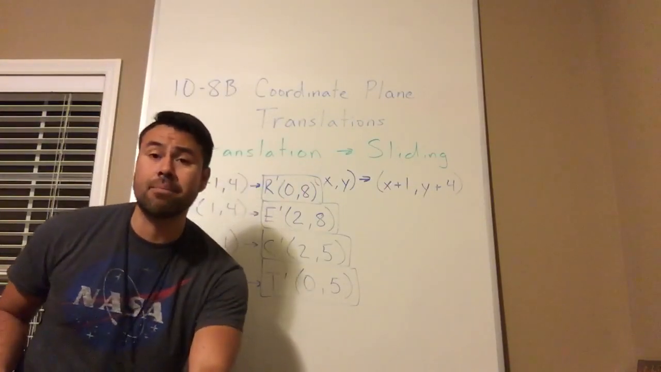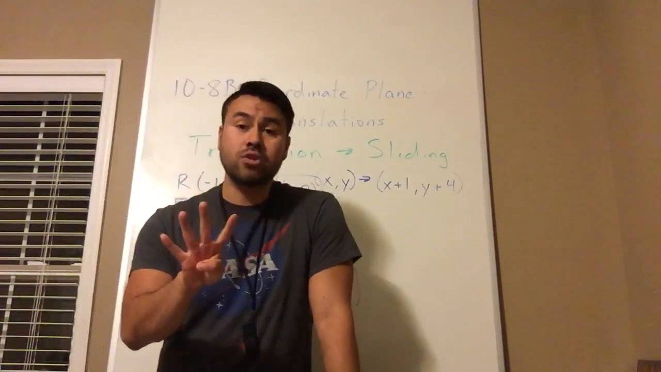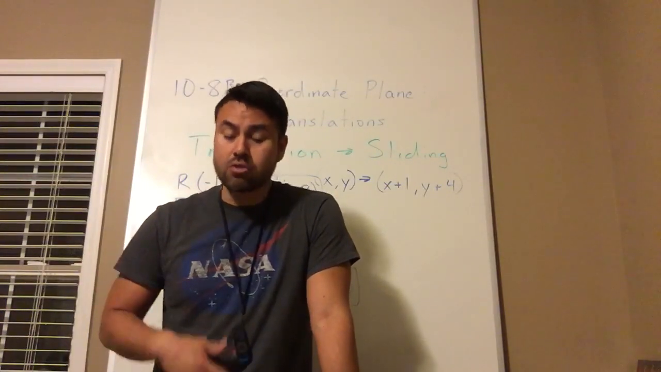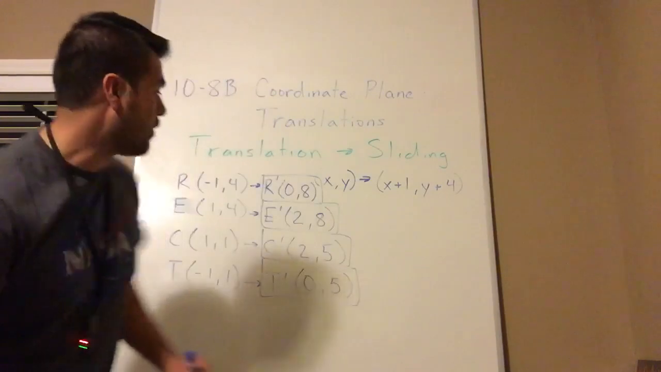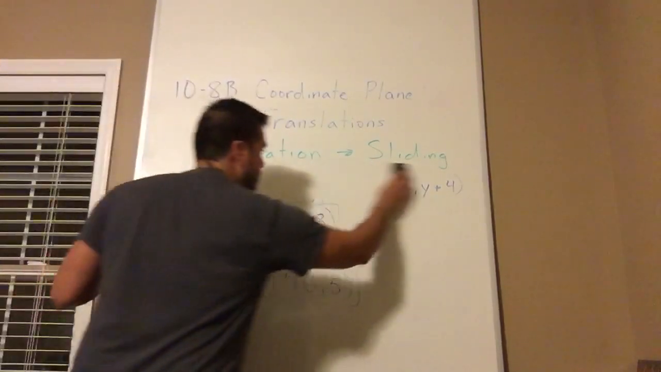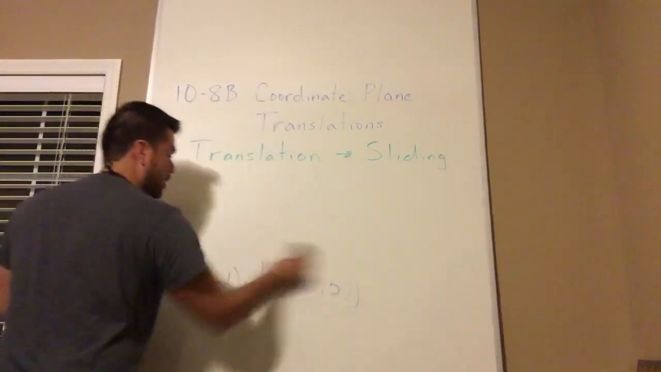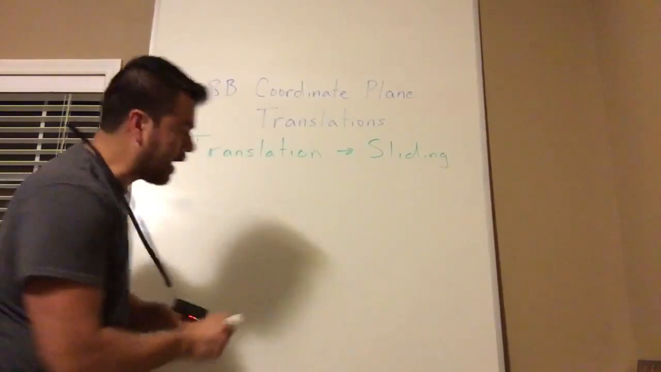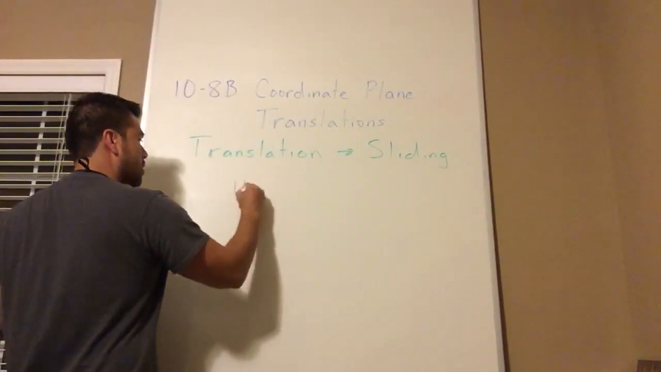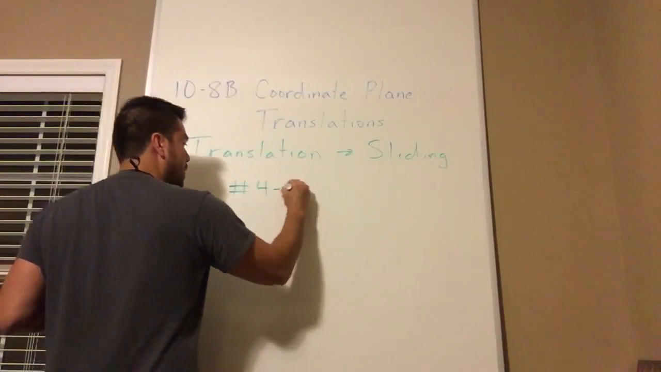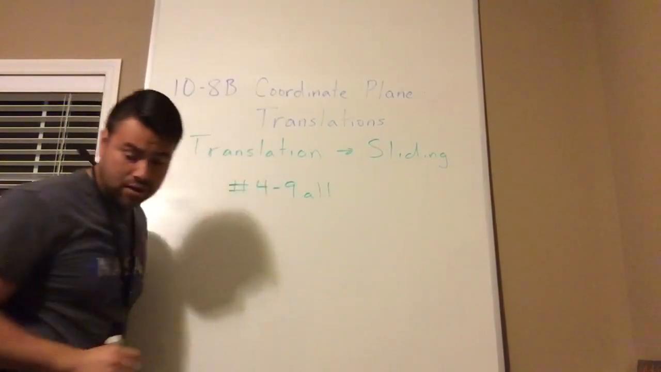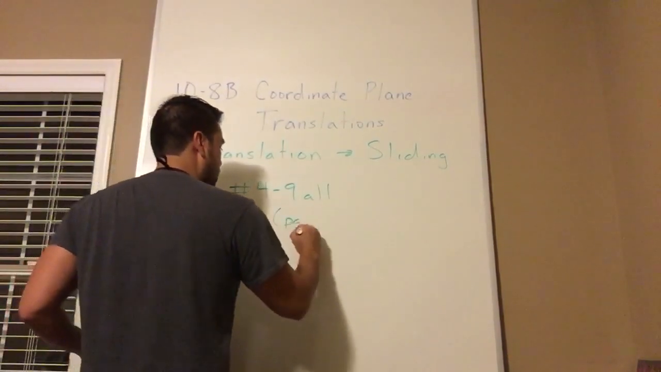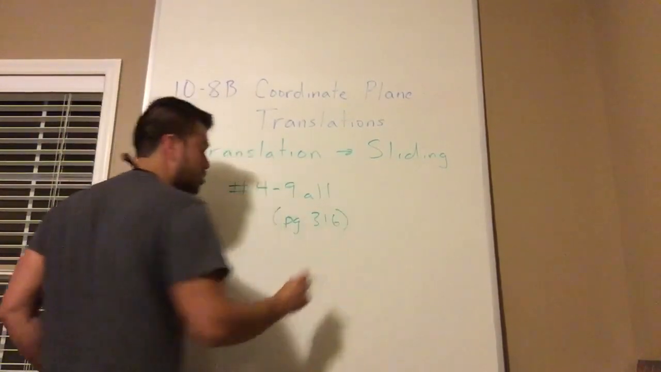Please look at the example. There are really 4 problems you have to do because 2 of the problems are done for you. So they'll show you how to work those out if you have any questions on those. And you can ask me as well if you're confused. But tonight's homework is going to be 4 through 9 all. So numbers 4 through 9 all. And that's going to be found on page 316.